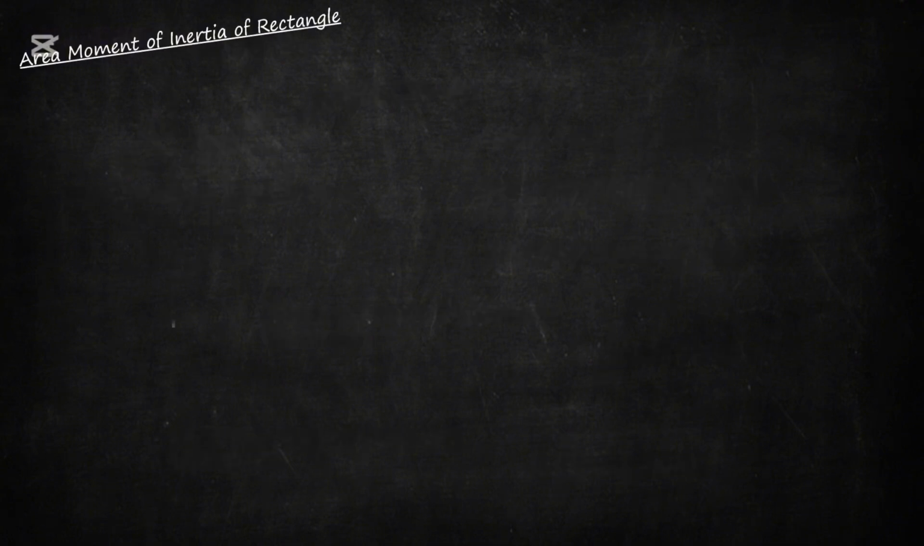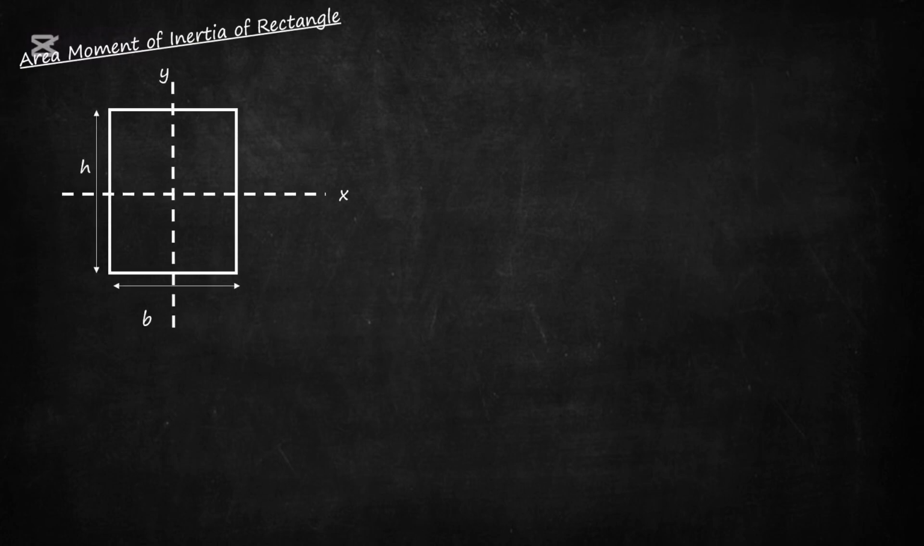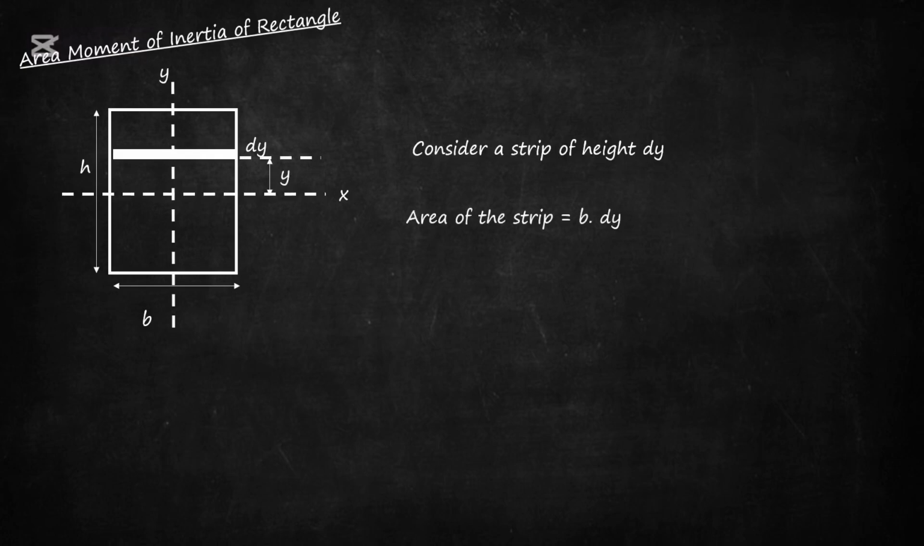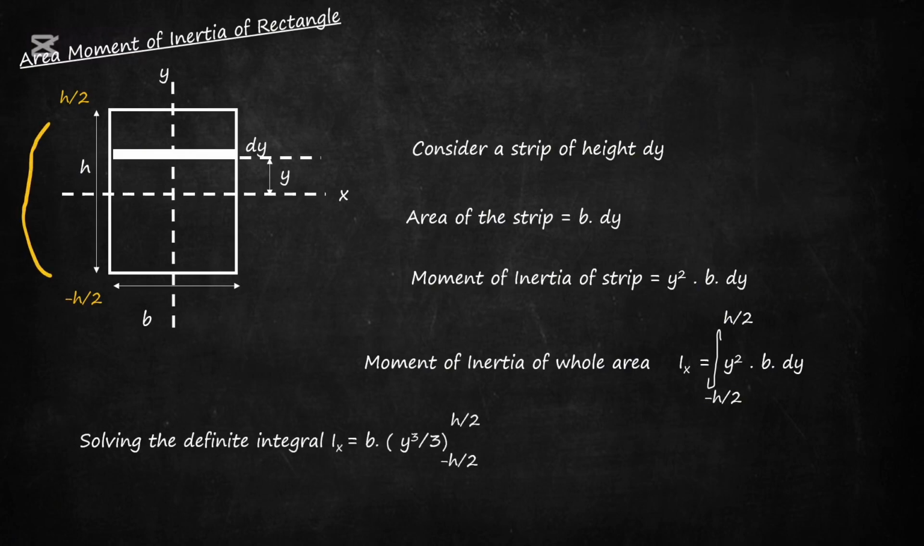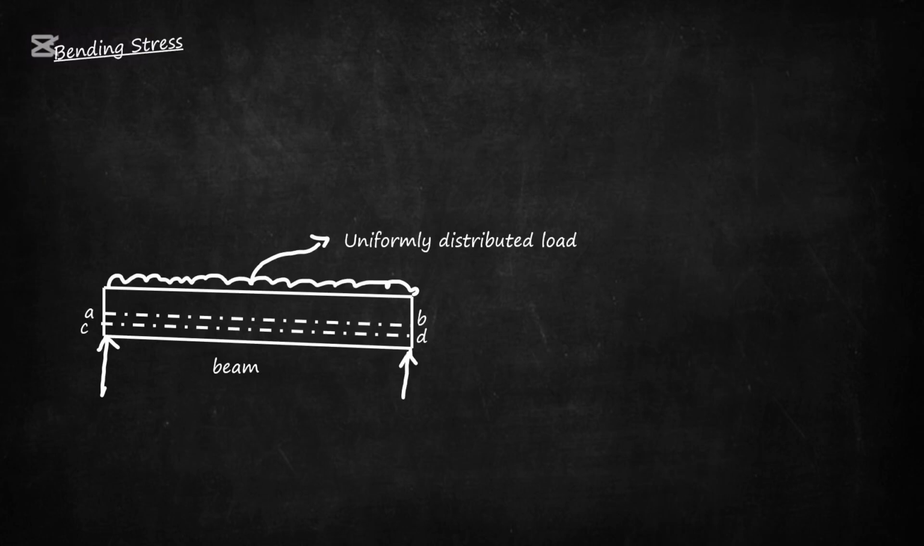Now let's understand the area moment of inertia of a rectangle. Consider two axes, x and y. Consider the rectangular section of height h and width b. Consider a strip of height dy at a distance of y from the x-axis. Area of the strip is b dy. Moment of area of the strip is y squared b dy. Moment of inertia would be Ix, the integral of y squared b dy, considering from minus h by 2 to h by 2. Solving the definite integral, we have Ix equal to b h cubed by 12. So remember this.